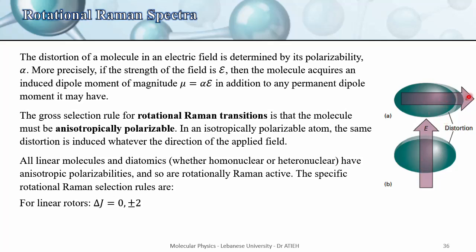So this distortion is determined by the polarizability. In some molecules, if we change the direction of the electric field, the distortion alpha will change. We'll get a new mu equals a new alpha times E. In this case, we say that the molecule is anisotropically polarizable. If the distortion, the same alpha, is the same in both cases, then the molecule is isotropically polarizable. For a molecule to be Raman active, it must have a polarizability that varies as a function of molecular orientation. The anisotropic polarizability is required to produce a detectable Raman scattering signal.